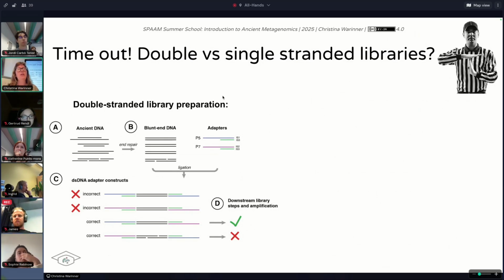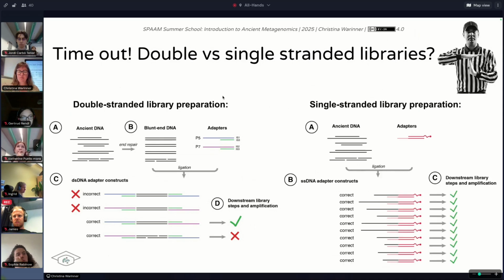But the problem is we don't have control over this ligation process. So sometimes you get the same adapter, like the P5 on both sides. Sometimes you get the P7 on both sides, but what you really want is the P5 on one side and the P7 on the other. So when you do a double-stranded library build, because of this blunt-end ligation step, you lose half of your library to improper ligation. And so 50% of your library is gone.